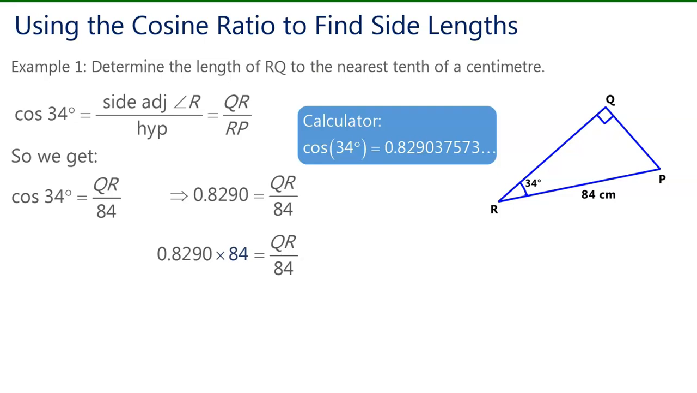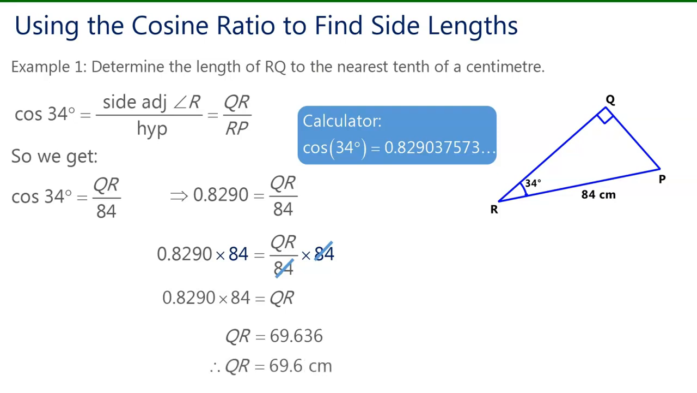Multiplying both sides by 84 and canceling the 84s on the right side, we get this, 0.8290 times 84 equals QR. QR is 69.636. Rounded to the nearest tenth, we get QR equals 69.6 centimeters. Rounding, though, may lead to some discrepancies.